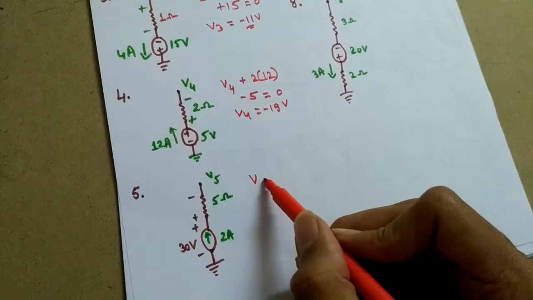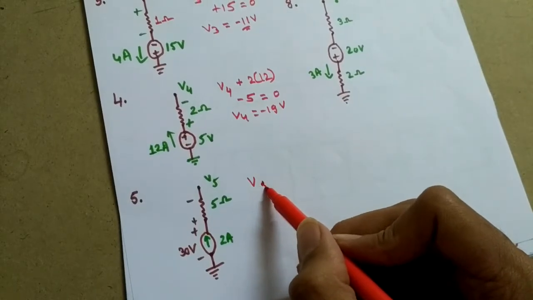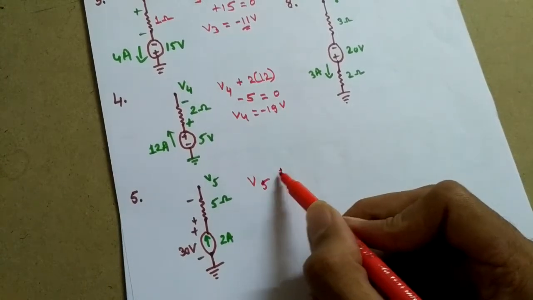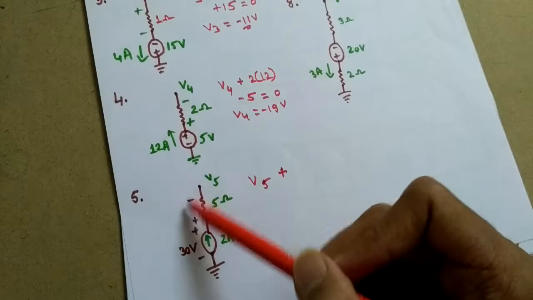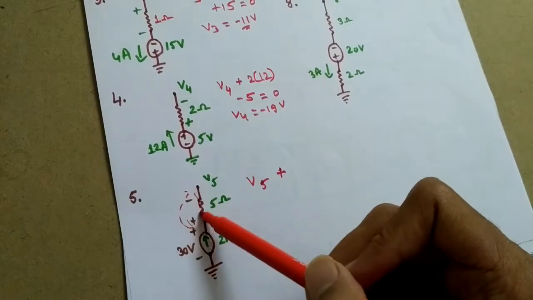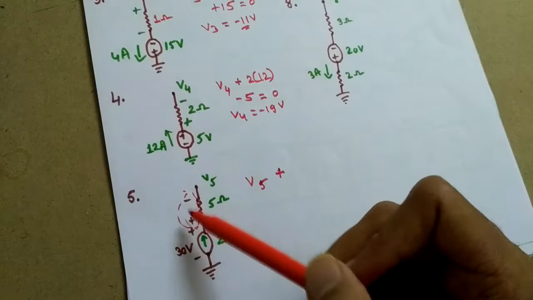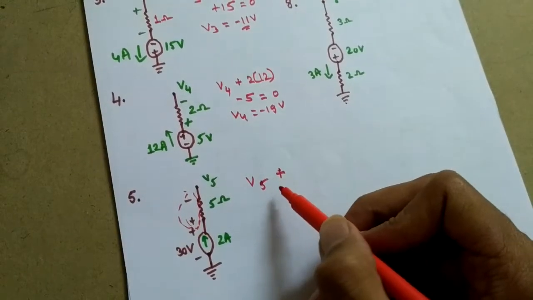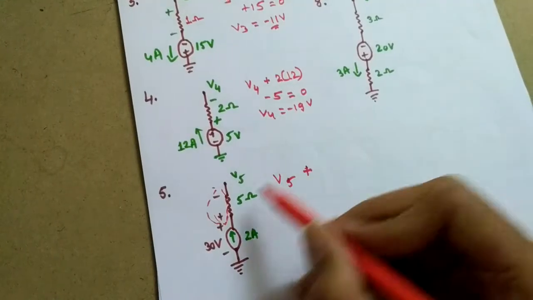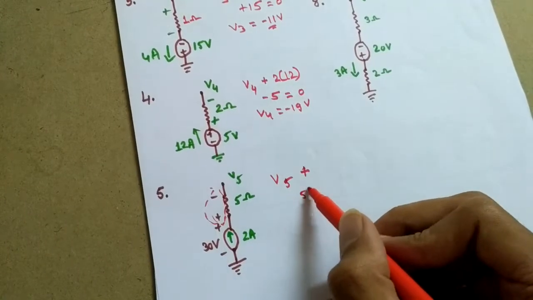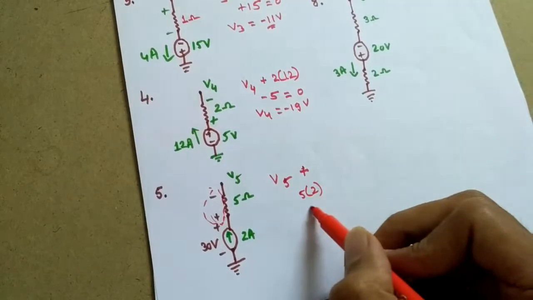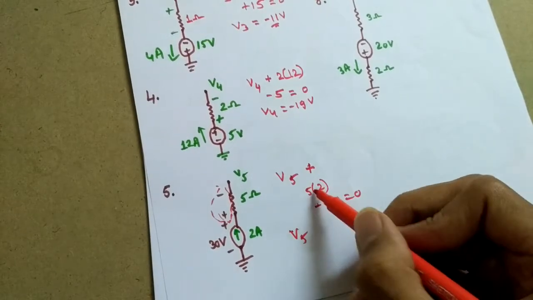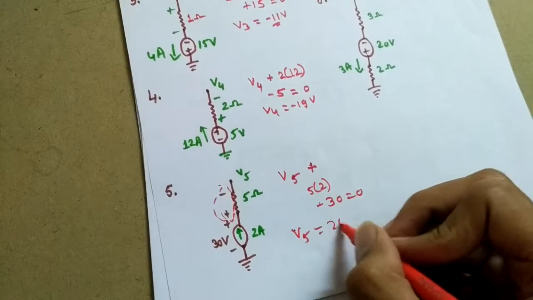Similarly V5. The current is in the upward direction, we are traveling in the downward direction, so the sign will be plus. This polarity sign is written after the answer, but I have written it just for simplicity of understanding. So this is V5, then plus 5 into 2 ampere, because a 2 ampere current is flowing in the upward direction, then minus 30 equals 0. So V5, 10 plus 10 minus 30, that is minus 20, so it is minus 20 volts.